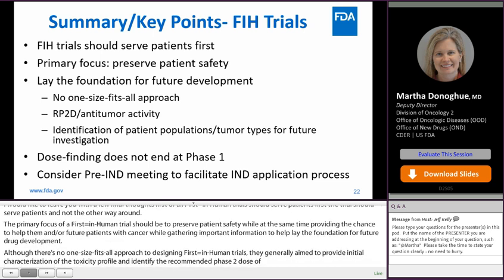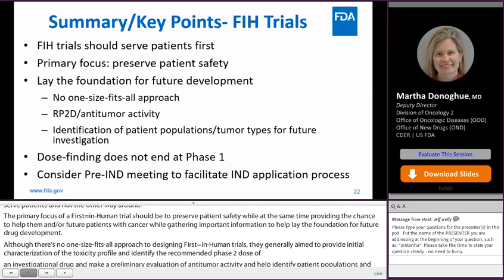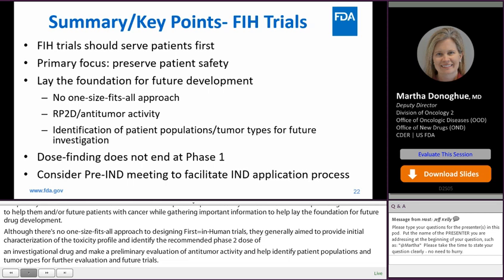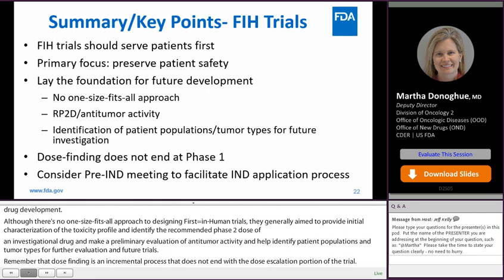Remember that dose finding is an incremental process that does not end with the dose escalation portion of the trial, and that additional dose exploration should be conducted to identify the optimal dose prior to initiation of the registration trial. And finally, I strongly recommend pre-IND meetings to facilitate development of a successful IND submission.